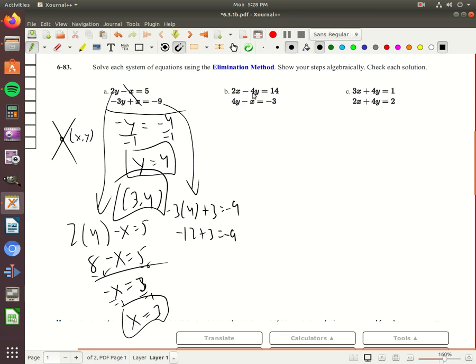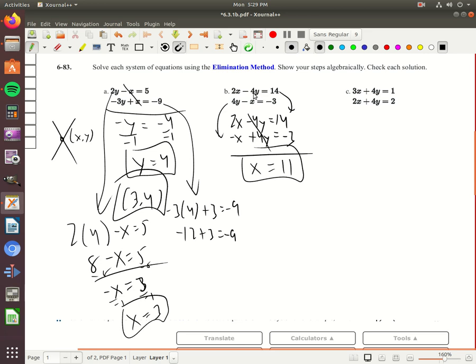If we look at this one, we can see the x's and y's don't line up, which isn't a huge deal. So let's just rewrite it. 2x minus 4y equals 14. I'll leave the top, but the bottom, I'll change the order, and I'll get negative x plus 4y equals negative 3. So now the x's and the y's line up. So x equals 11. That was quick.